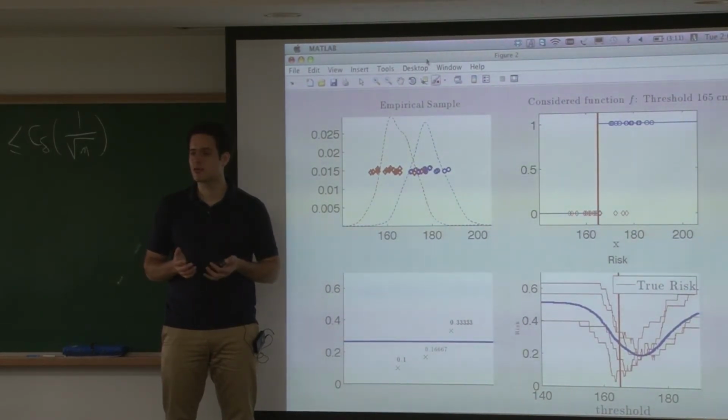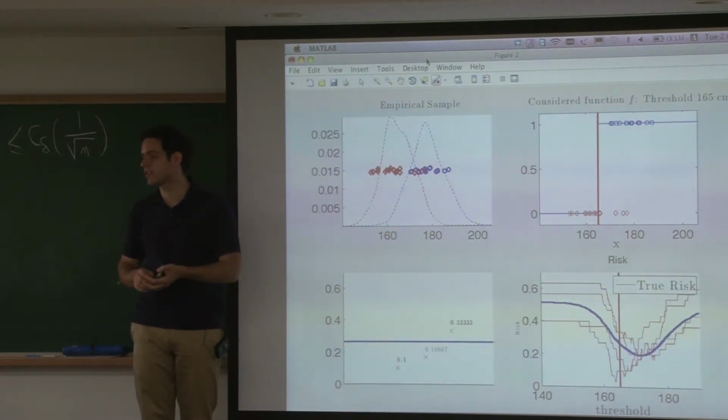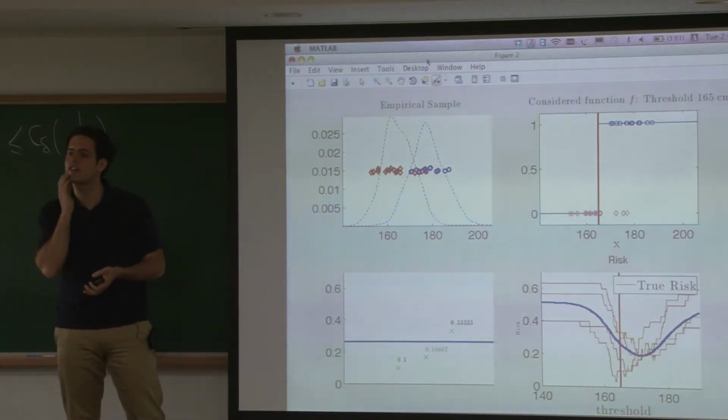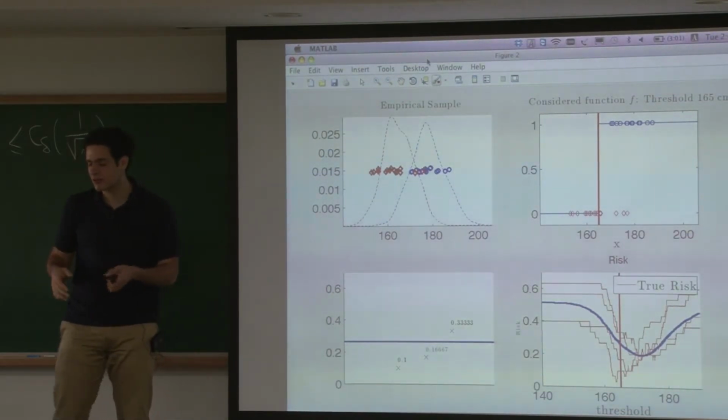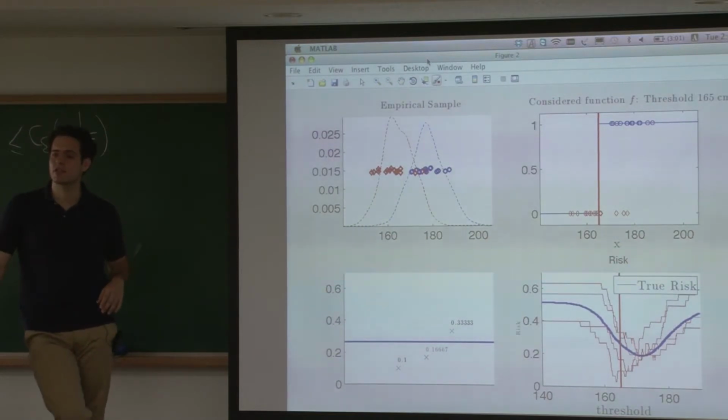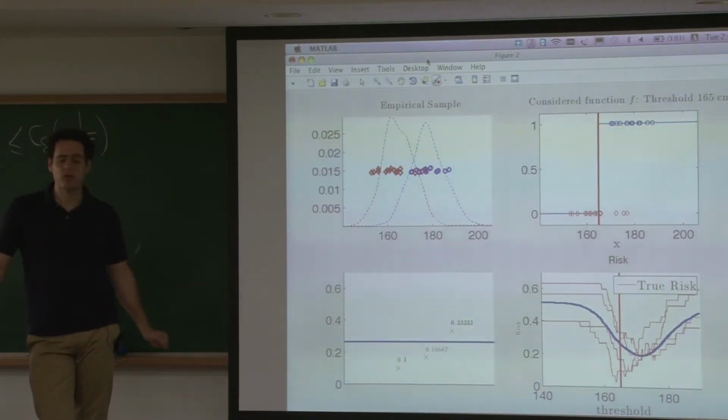Does this sound right to you? And then I go and I say, okay, here is my classifier. It's 165 centimeters. Would you have any criticism? Okay, 165 is good, and actually I know that 165 is not too far.